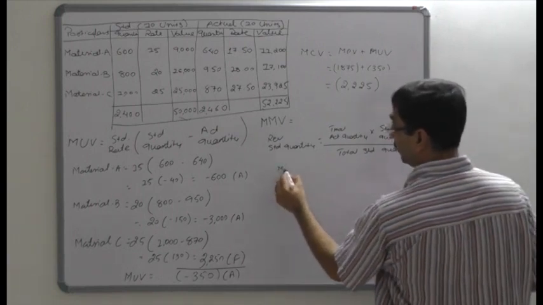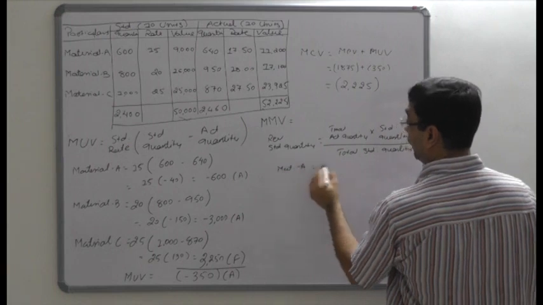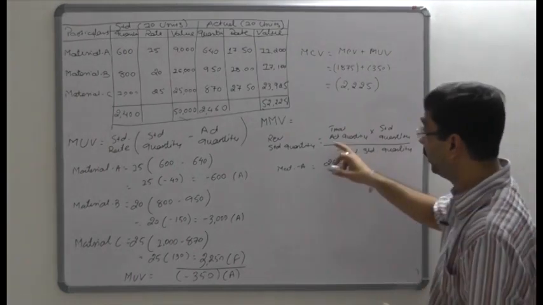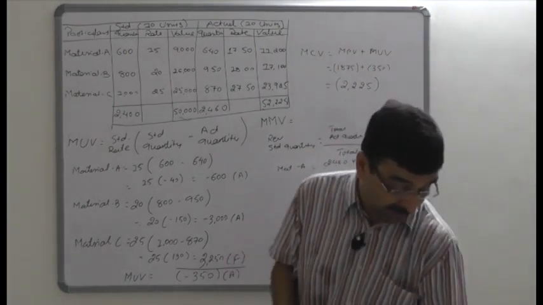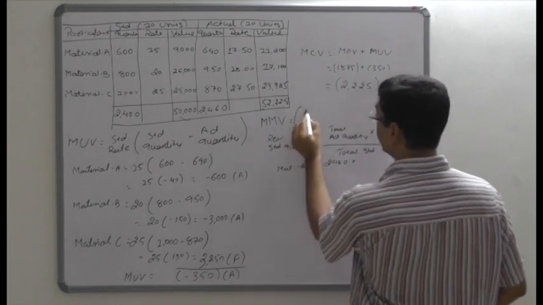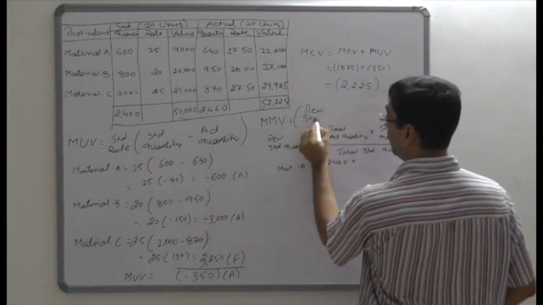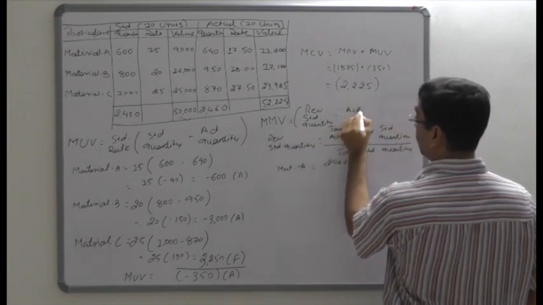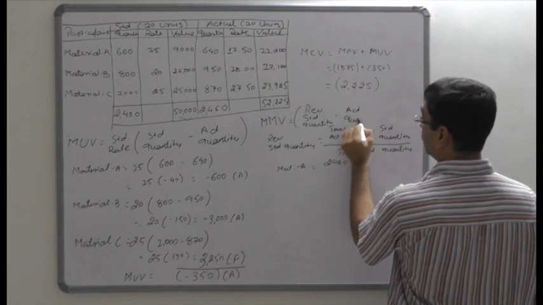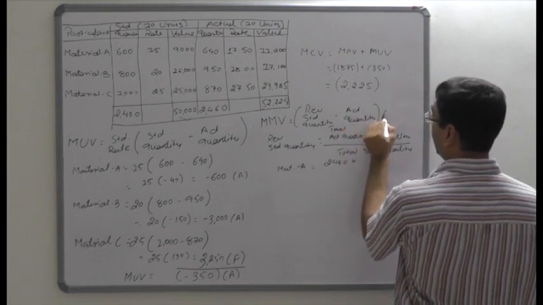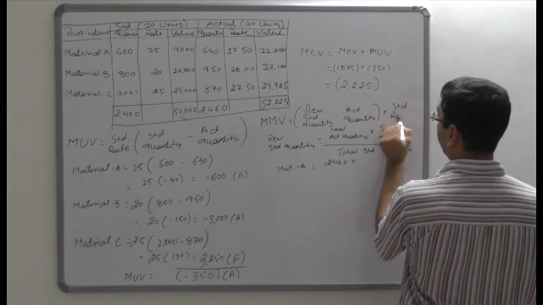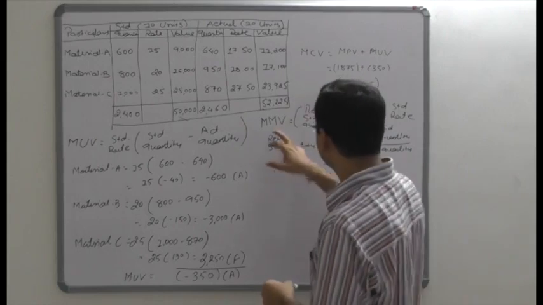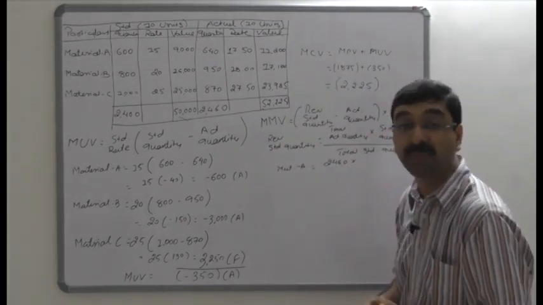Now first we'll find out for material A. How much total actual quantity? It's 2460. This is a formula. What is the formula for MMV? That is revised standard quantity minus actual quantity into standard rate, or standard price. This is your formula for material mix variances.